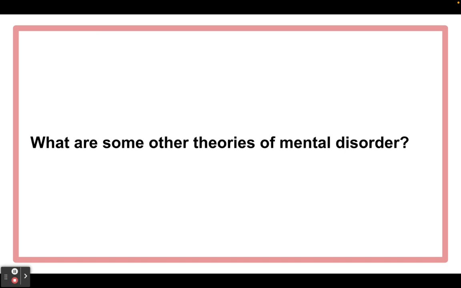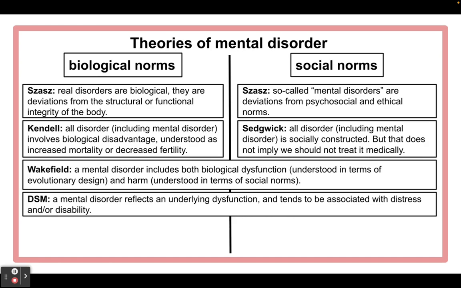I also wanted to briefly review some of the other theories of mental disorder that I've discussed in other videos. I have several other videos on different theories of mental disorder, but here's a brief overview of those theories because I want to be able to situate Bolton's account in relation to those other ones. I think theories of mental disorder should be understood as either about biological norms, about social norms, or about both biological and social norms.